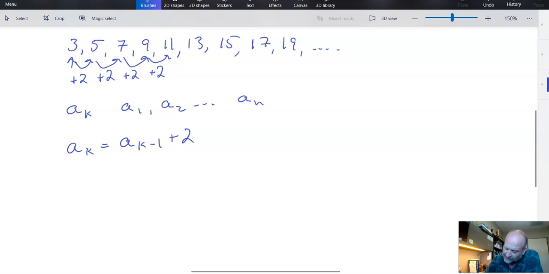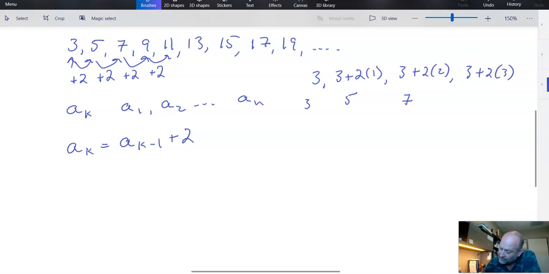Because each one of these, if I look at this sequence, it starts at 3. The next one is 3 plus 2, and I'm going to write it this way, 3 plus 2 times 1. So this is 3, this is 5. And then 3 plus 2 times 2 gives me 7. And then 3 plus 2 times 3 gives me 9. I almost wrote 8 there, right? And you notice these are the first few terms of the sequence.